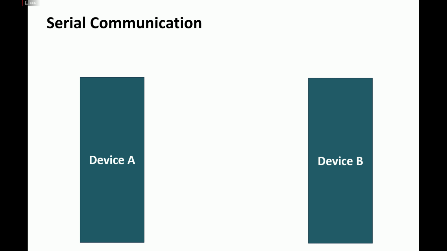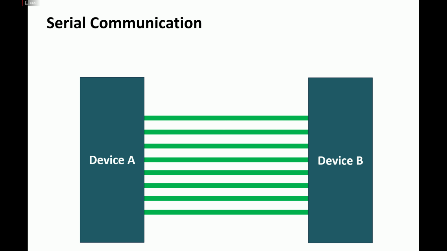Now suppose we have a device A and then we have a device B. They can be microcontrollers, like a microcontroller A and a microcontroller B. Then I connect them together using 8 pins or 8 wires. Suppose device A is an MCU, device B is an MCU. I interface them using 8 cross GPIO pins. I connect the 8 GPIO pins of device A to the 8 GPIO pins of device B like this.